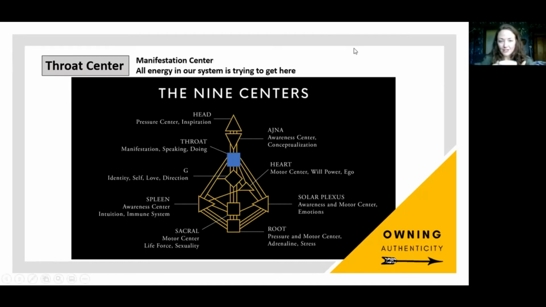The throat center is the manifestation center. All of the energy in our entire system is working its way towards the throat. If you look at the body graph, everything about the circuitry is pointed in towards the throat, because that is how you manifest something.